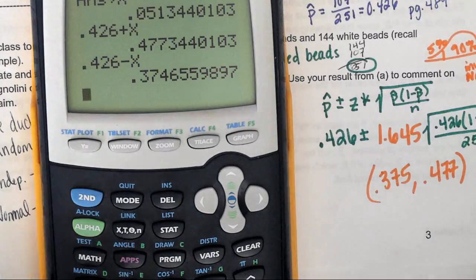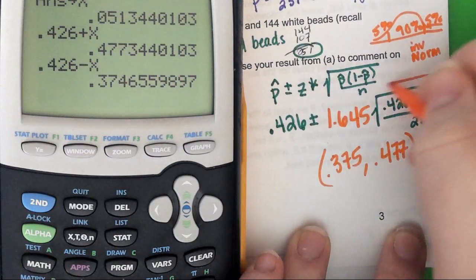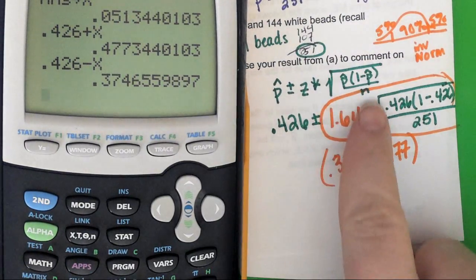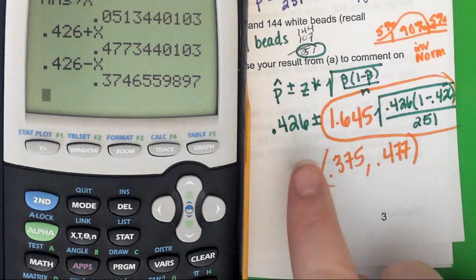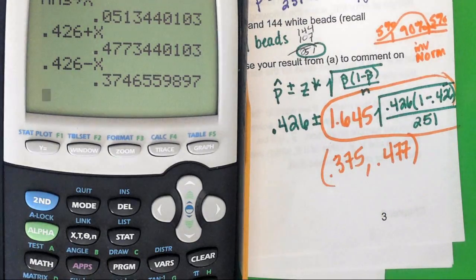So again, I stored this bad boy as X. This whole thing is X. So I did 0.426 plus X to get the upper one, 0.426 minus X to get this lower one. And now I have this range of values.